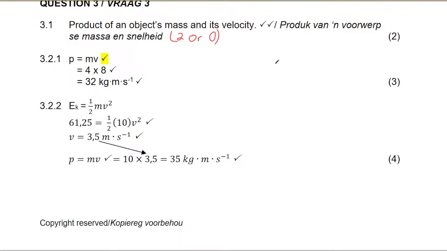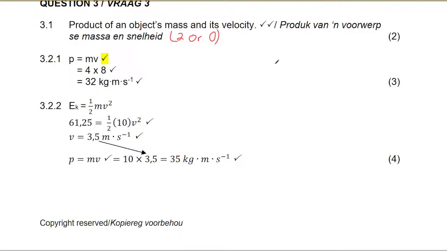And then 3.2. Calculate the magnitude of the momentum of ball A before collision. So this is a simple calculation. They told you that ball A is moving east and the mass of ball A is 4 kilogram, and it's moving with an initial speed of 8 meters per second. So the simple equation is P equals mv.